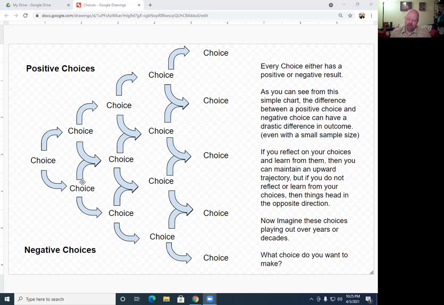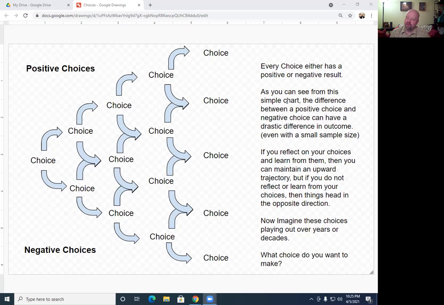Now, what I wanted to show is, at each point, and I think this is the important part, we need to do a better job of teaching students to reflect on their choices, to learn from their choices. Obviously, if student A makes a good choice every time, they're going to end up over here. And this is just 4 choices, technically. But every choice has either a positive or negative result.